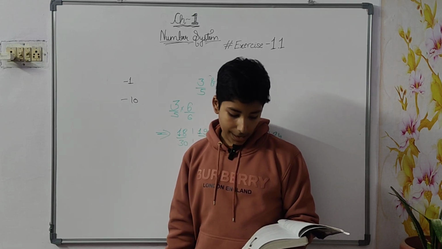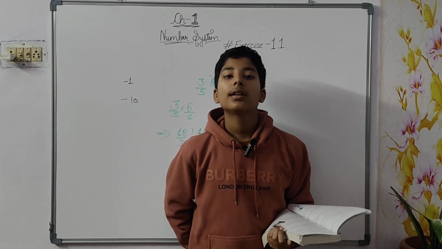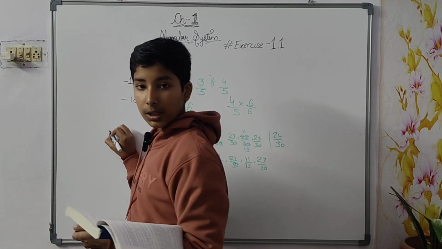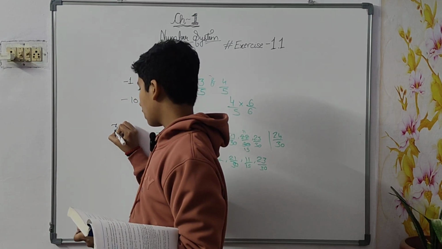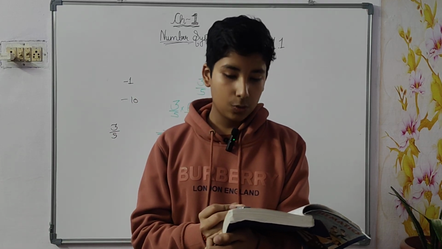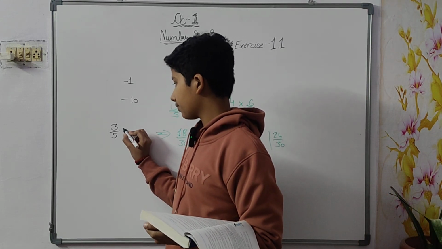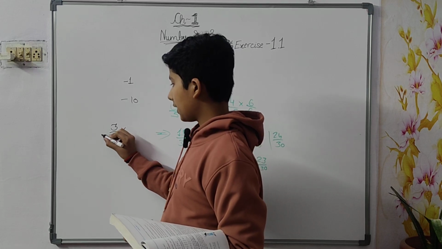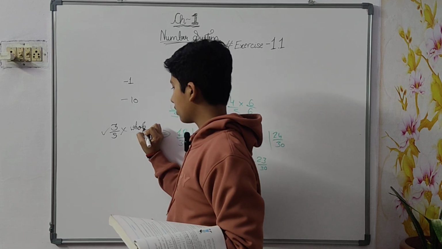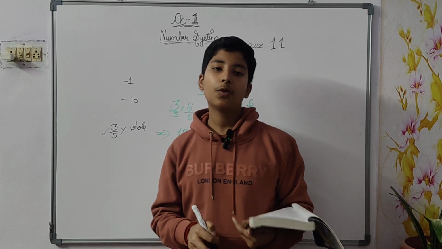Now last question. Every rational number is a whole number. Is it true or false? No, it is not true, because it is false. Why? Rational number, you can take 3 by 5. It is a rational number, but it is not a whole number. It is rational but not whole. So our answer will be true, false, and false.